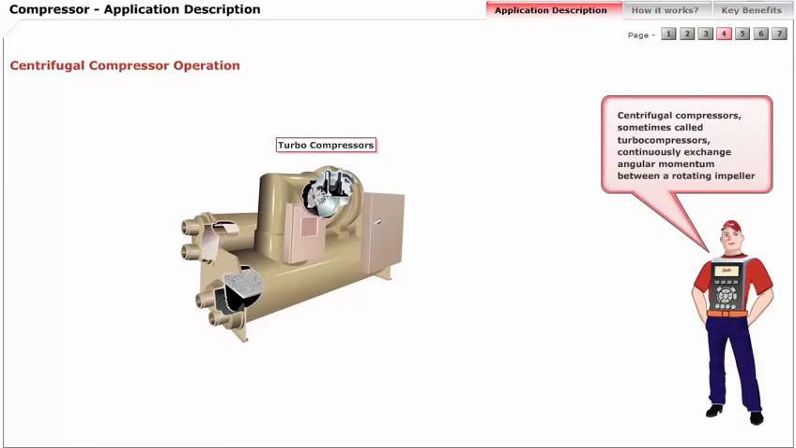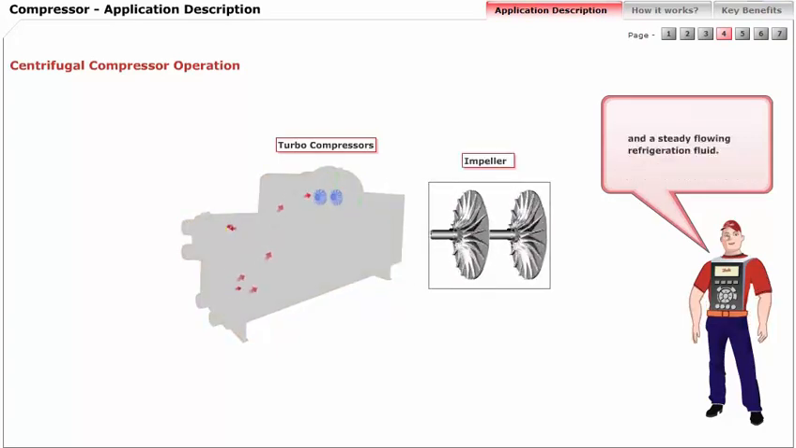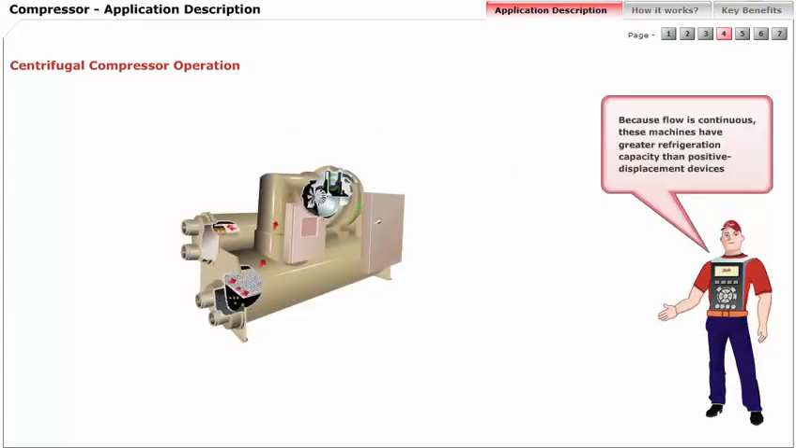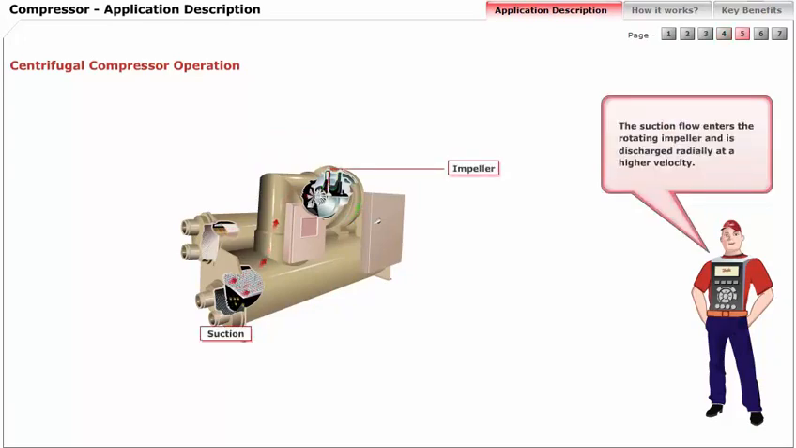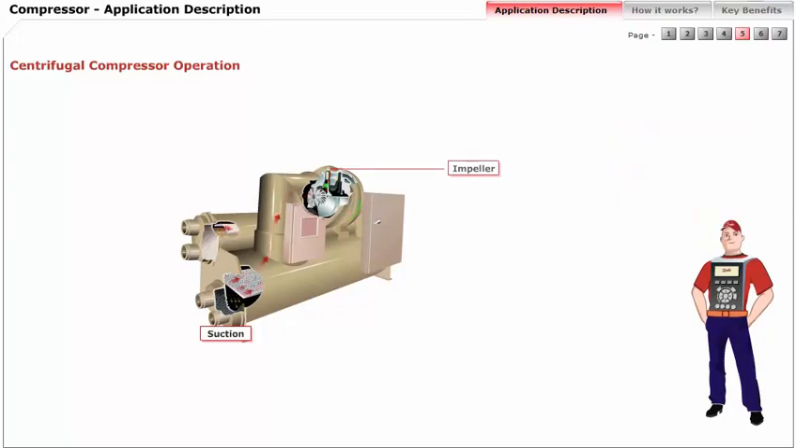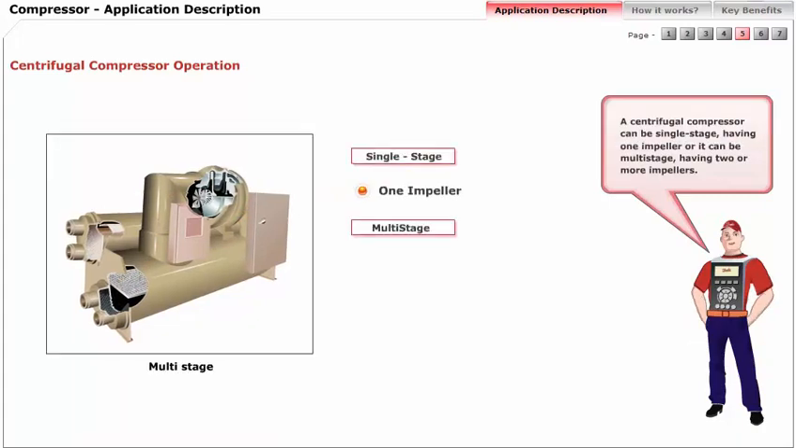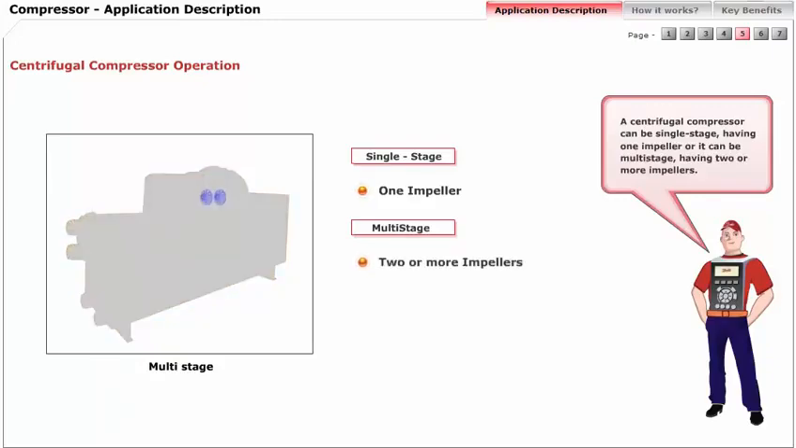Centrifugal compressors, sometimes called turbo compressors, continuously exchange angular momentum between a rotating impeller and a steady flowing refrigeration fluid. Because flow is continuous, these machines have greater refrigeration capacity than positive displacement devices. The suction flow enters the rotating impeller and is discharged radially at a higher velocity. A centrifugal compressor can be single-stage, having one impeller, or it can be multi-stage, having two or more impellers.